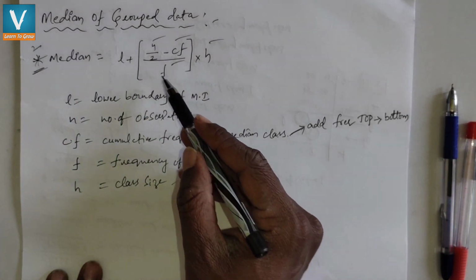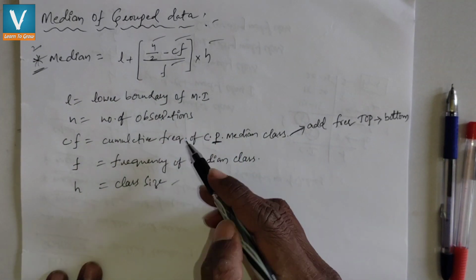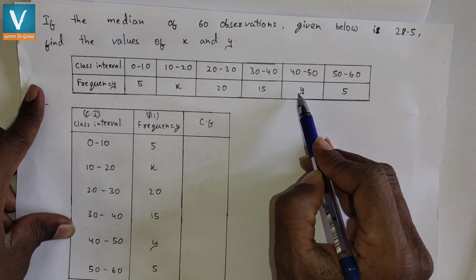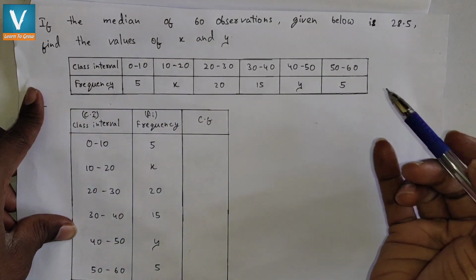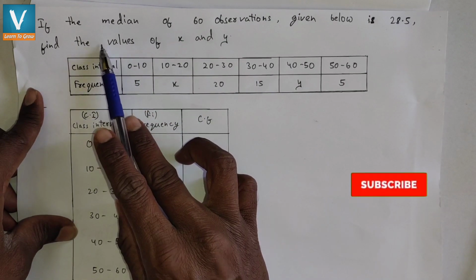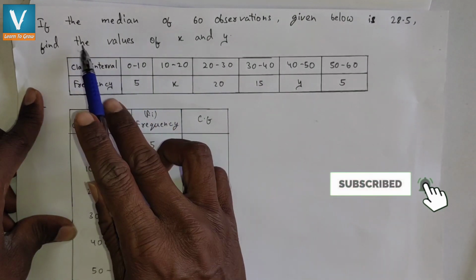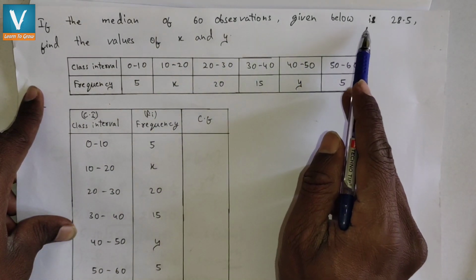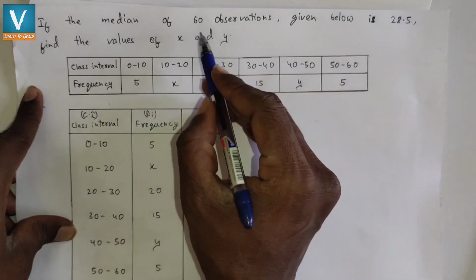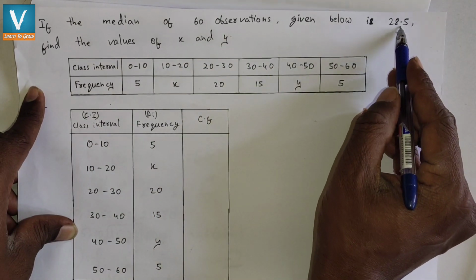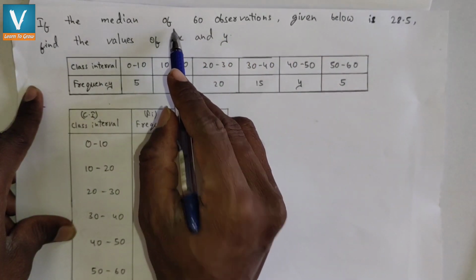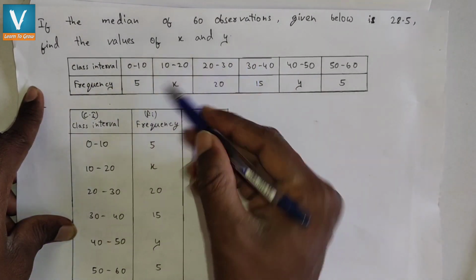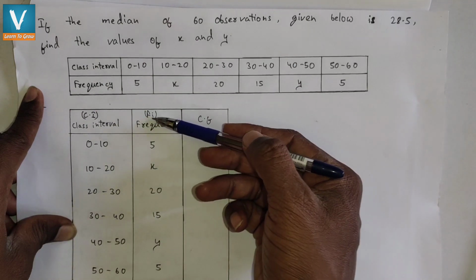By taking one question we will solve. To find the median we have two methods: the first is the missing frequency type, and the second is a direct question. First we will observe the missing frequency. The given question: the median of 60 observations given below is 28.5. We have to find the values of x and y.